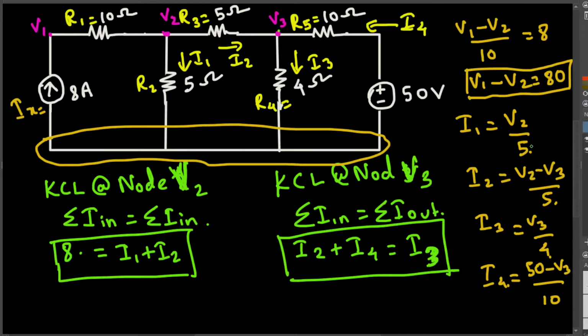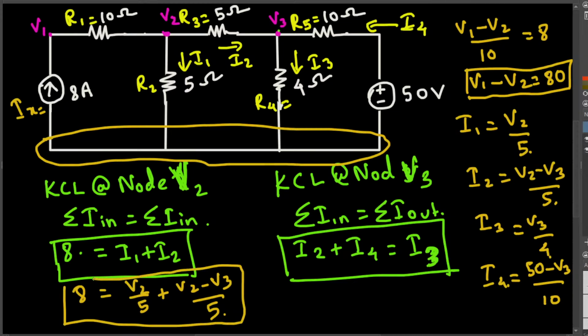Okay. So if I apply these in this equation, how many unknown variables? We have 1, 2, seems like we only have 2 unknown variables, so it's going to be easier to solve. Let's try it. If I plug the current values in this equation, let's see what happens. 8 is equal to I1, which is V2 divided by 5, and then I2, that is V2 minus V3 divided by 5. So here I have 2 unknown variables. So I still need another equation.